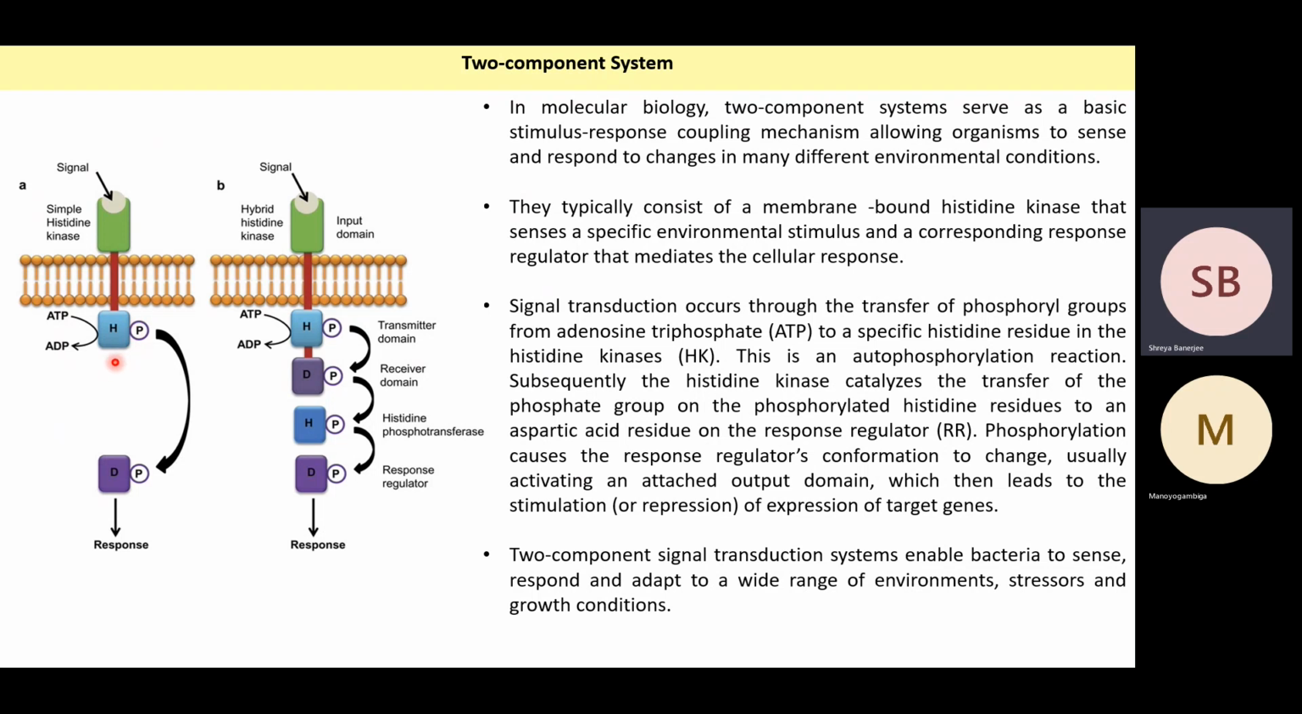Subsequently, the histidine kinase catalyzes the transfer of this phosphate group on the phosphorylated histidine to an aspartic acid residue on the response regulator. The phosphorylation causes the response regulator's conformation to change, usually activating an attached output domain, which then leads to the stimulation or repression of the expression of target genes. Such two-component signal transduction systems enable bacteria to sense, respond, and adapt to a wide range of environments, stressors, and growth conditions.